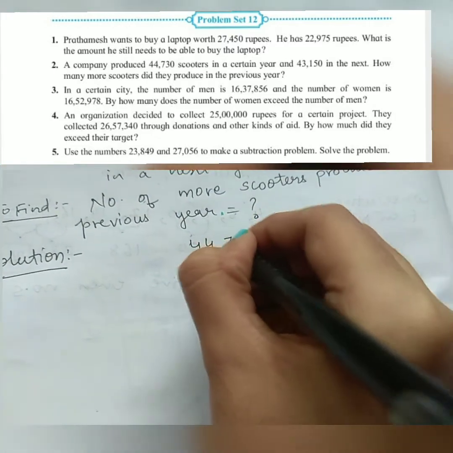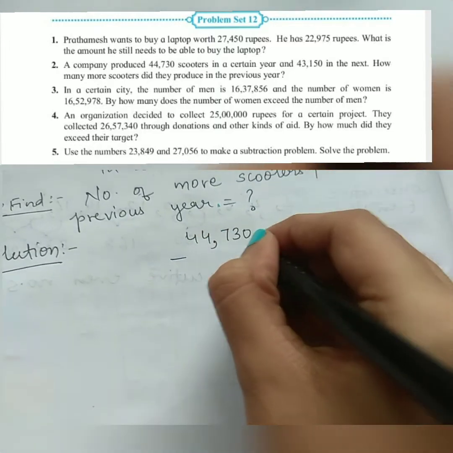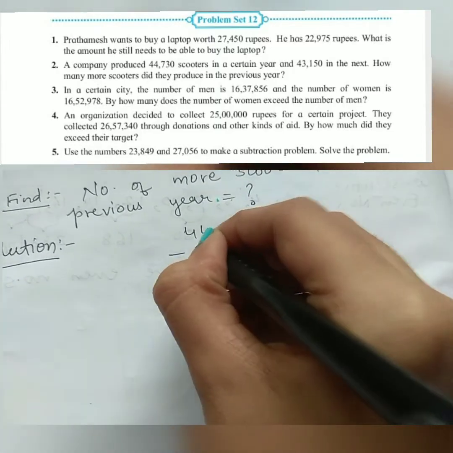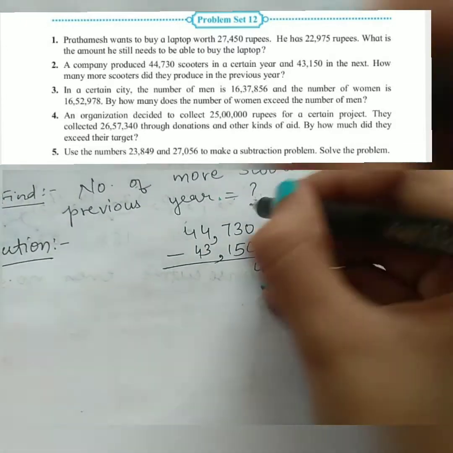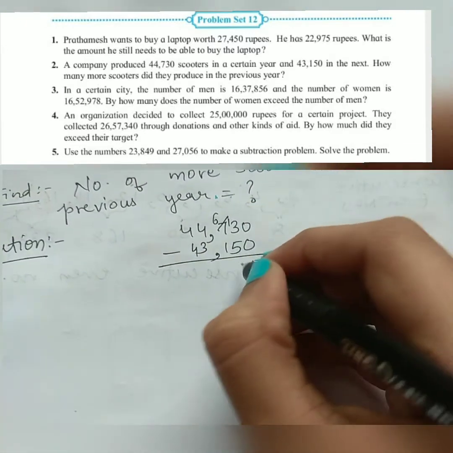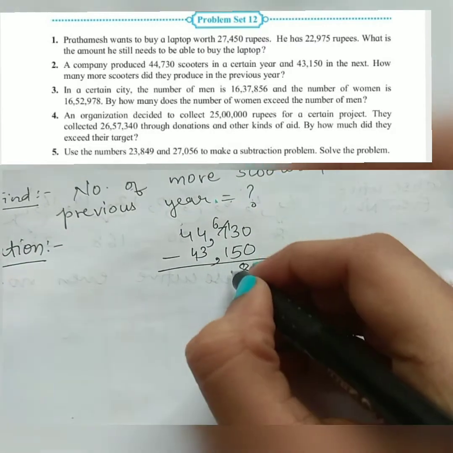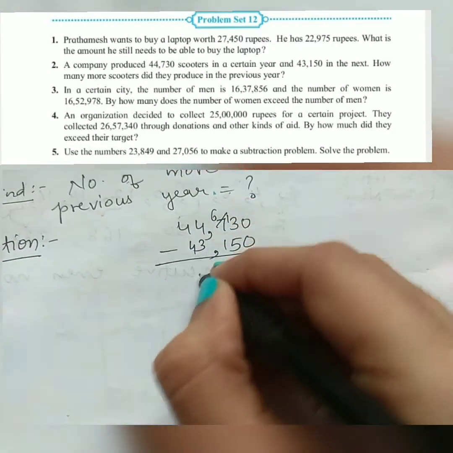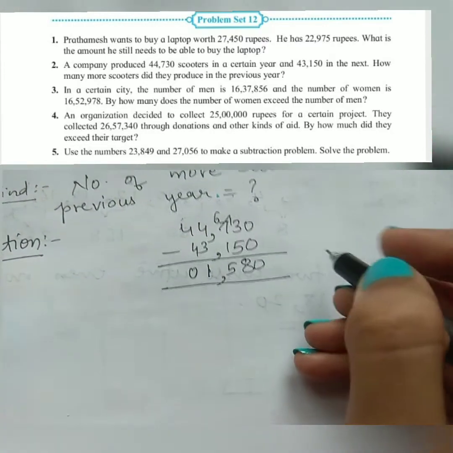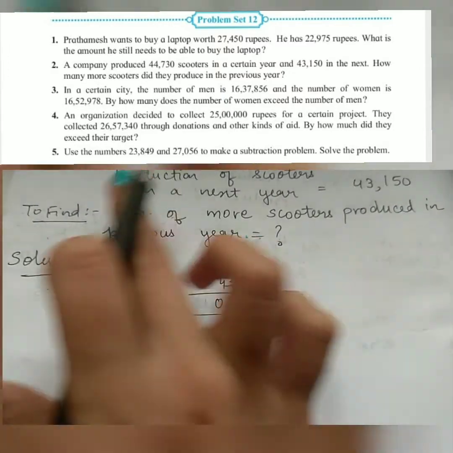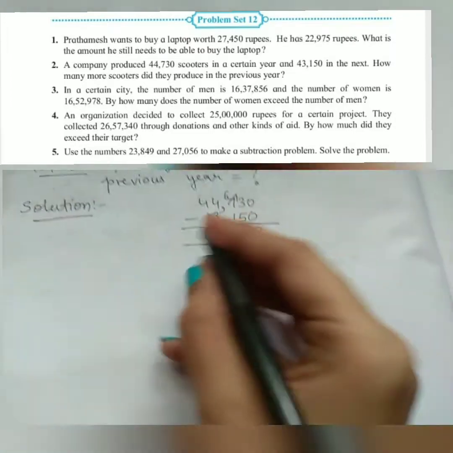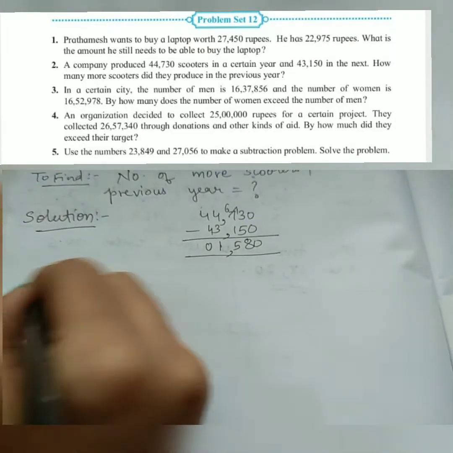Bigger number above, always in subtraction. 3 minus 5 not happening. 13 minus 5, 8. 6 minus 1, 5. 4 minus 3, 1 and 0. So how many more scooters? 1580. We will take same statement for answer.